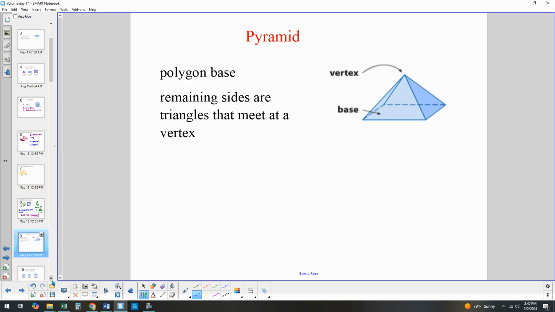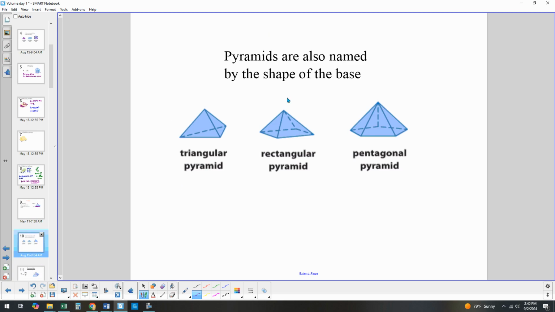Next shape is a pyramid. A pyramid has a polygon base, but the remaining sides are triangles that all meet at a single point called the vertex. So whatever shape is opposite the vertex is your base. We're still going to name our bases by the shape of what's across from the vertex, right? So if I identify my vertex, whatever shape is opposite that would be how we name it. So this would be a triangular pyramid here, a rectangular pyramid here, and a pentagonal pyramid here.